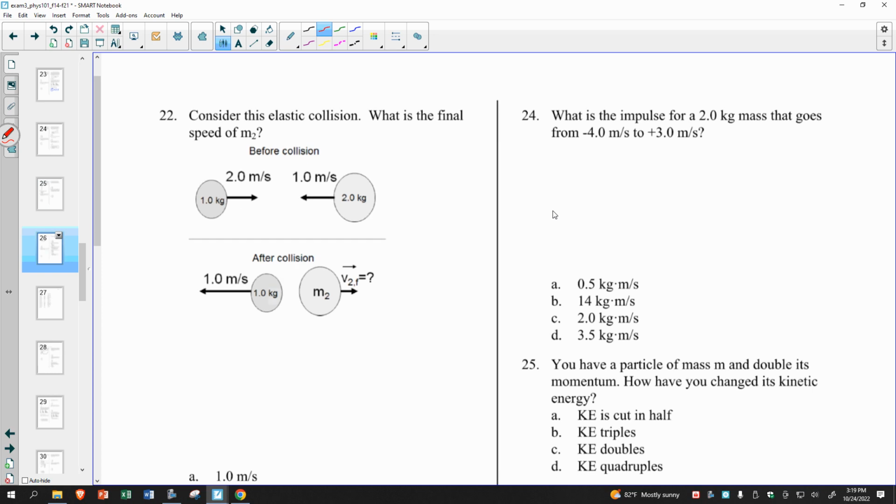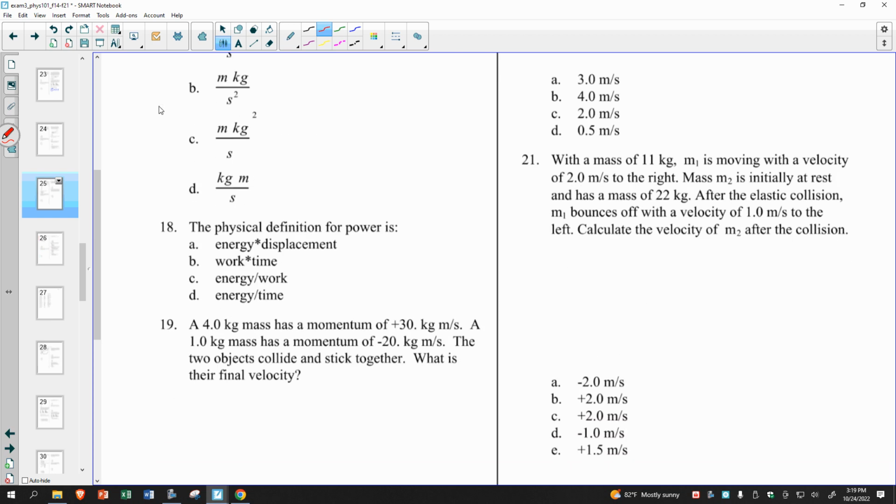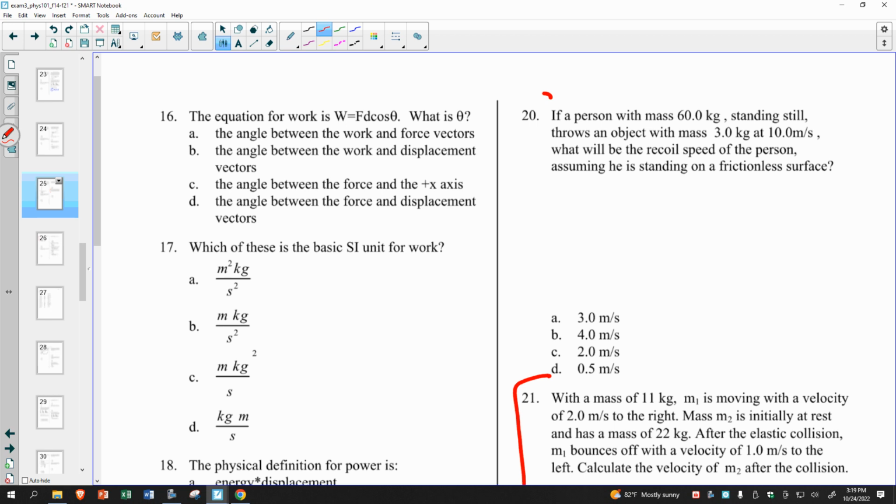Like number 22 right here. That's the same question. All of those use this idea that the initial momentum is equal to the final momentum. So you can find 3, sometimes 4 questions that are conservation of momentum basically on every exam.